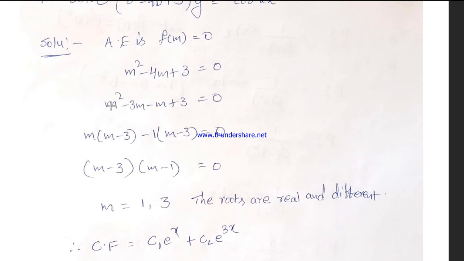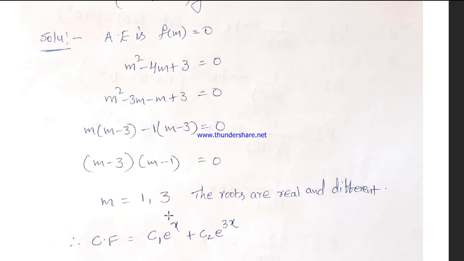From the first two terms we can take m common, m into m minus 3. From the next two terms you can take minus 1 common, we get m minus 3 equal to 0. From these two terms m minus 3 is common, and the remaining is m minus 1. So m minus 3 into m minus 1 is equal to 0. Here the roots are 1 comma 3. Roots are real and different.